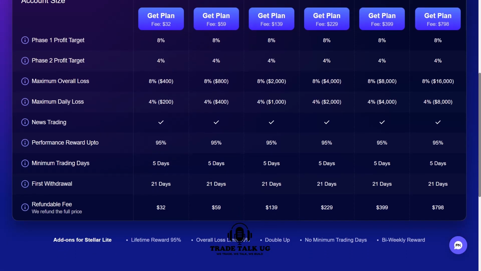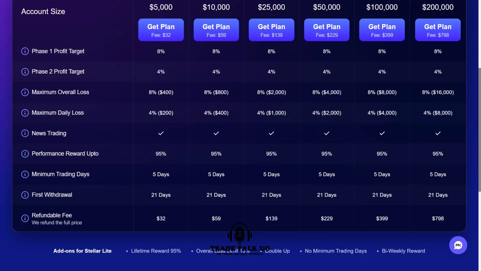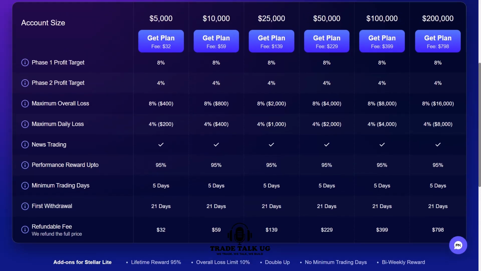Then you can see that news trading is allowed. Then performance reward up to 95%, you can see it is a very good ratio. Then minimum trading days is 5 days. Then first withdraw is after 21 days. And this $32, once you pass this account, it is refundable. It is refundable when you're making your first payout.